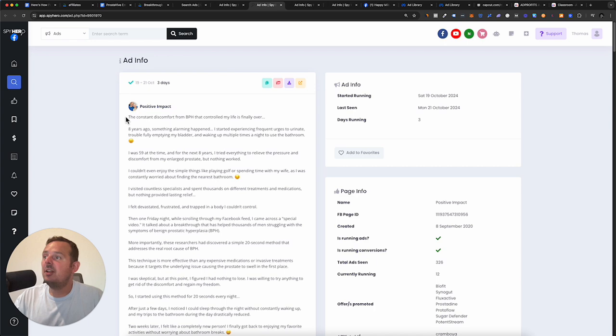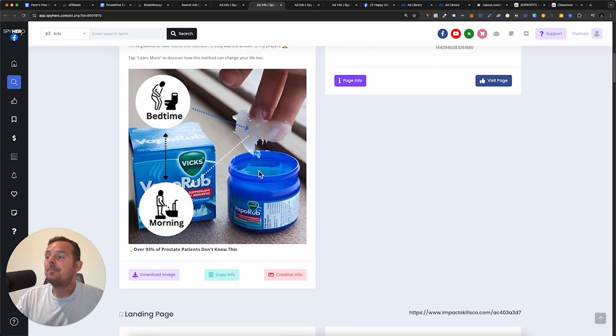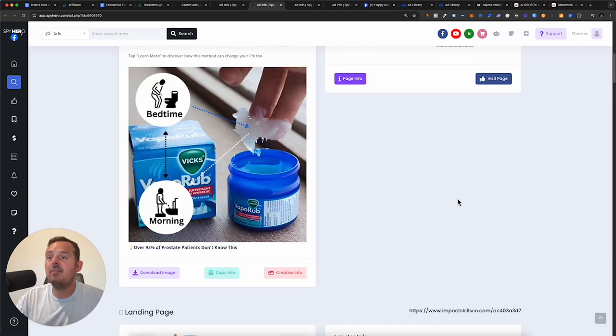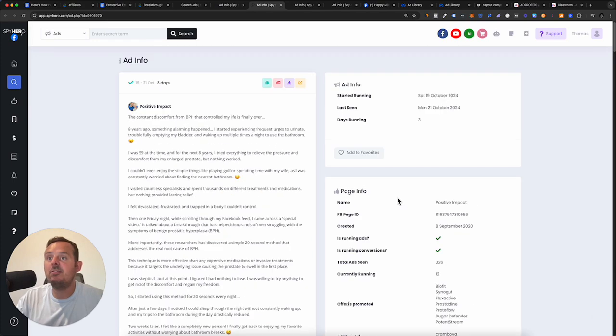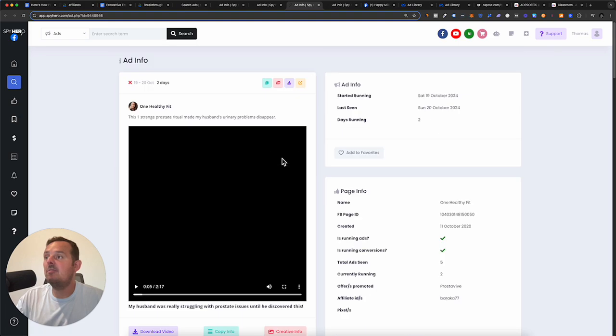Again, the constant discomfort from BPH, that control, is finally over. So we've got the desired outcome again, although not as obvious, right? We're pointing out the BPH, which is great because that's going to appear at the top of the primary text. So that's going to catch the attention of someone that has BPH and knows that they have it. Eight years ago, blah, blah, blah. We go into the story. Headline: 93% of prostate patients don't know this. Blah, blah, blah. Solid. I like it. I really do like it.